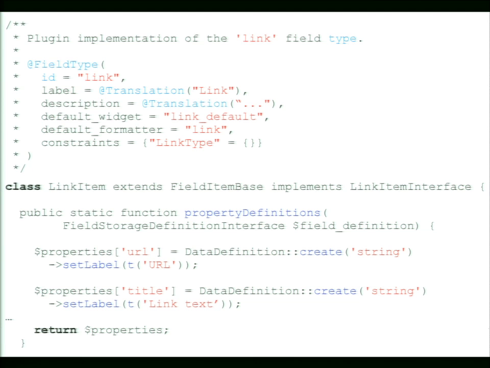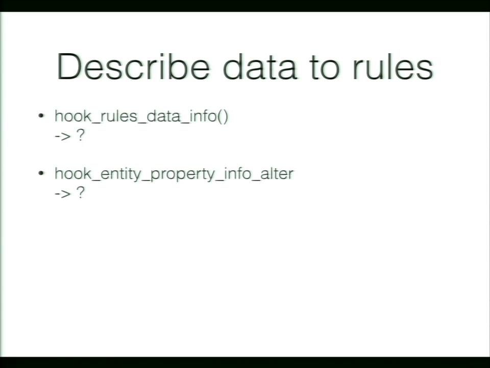And then there's more complex properties, for example if something is like a structure. What we do here is specify all the properties in the property definition function. Like, for example, the link item has a URL and a title, and so forth. I tried to reduce those examples to the most important stuff. So that's the way that we can describe data in Drupal 8.